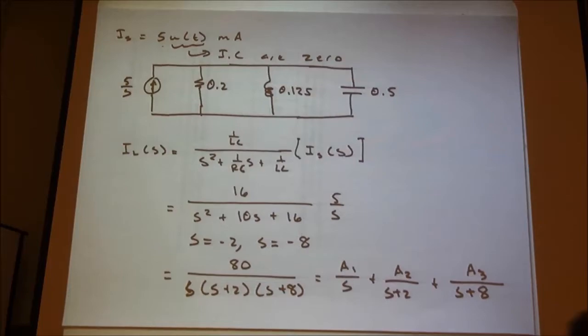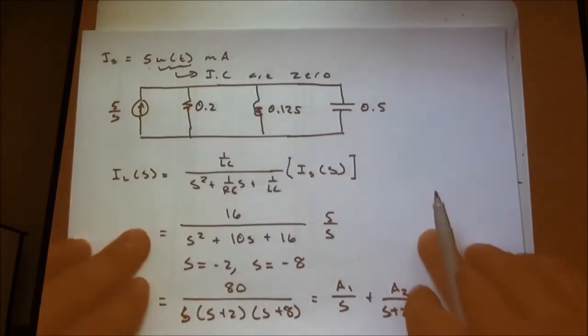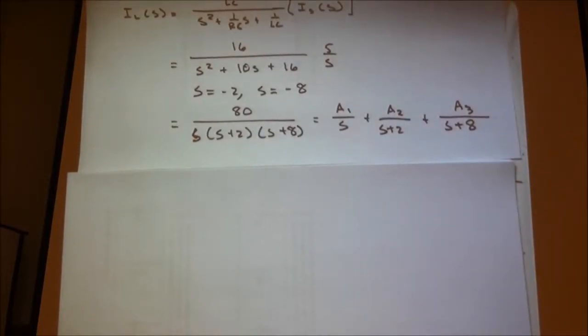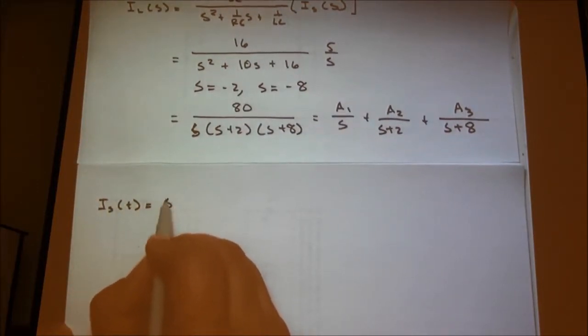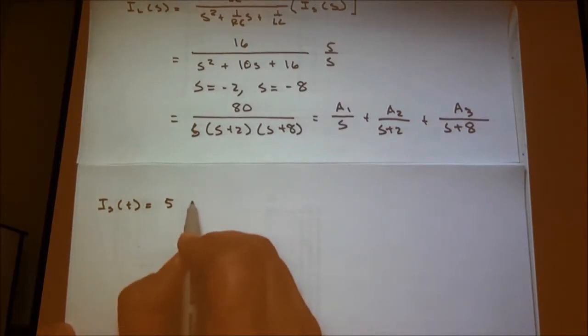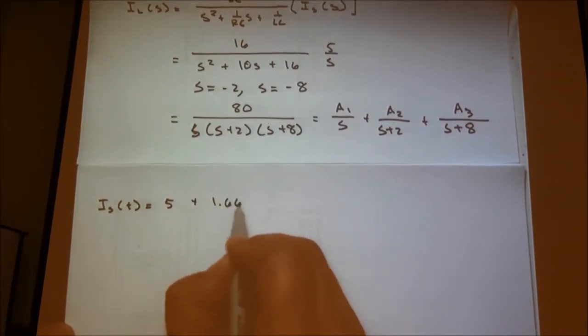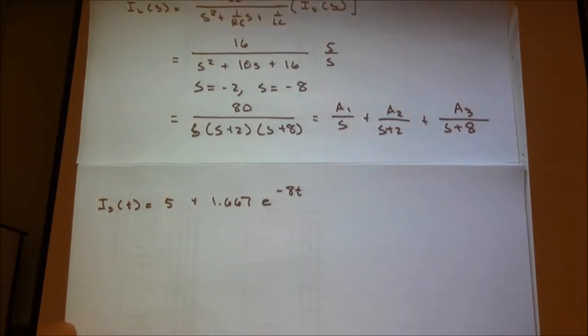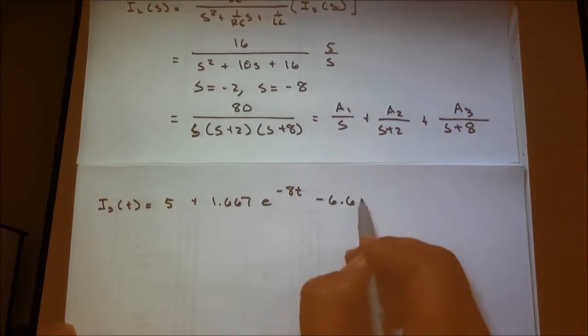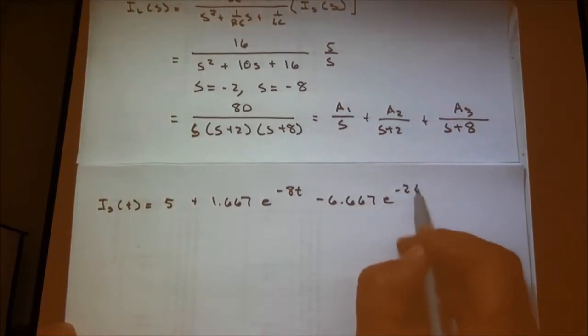At some point, redundancy gets a little bit tedious. And so if we plug in some values there, we wind up with some numbers, and you can check yourself. We wind up with 5 plus 1.667 e to the minus 8t minus 6.667 e to the minus 2t.